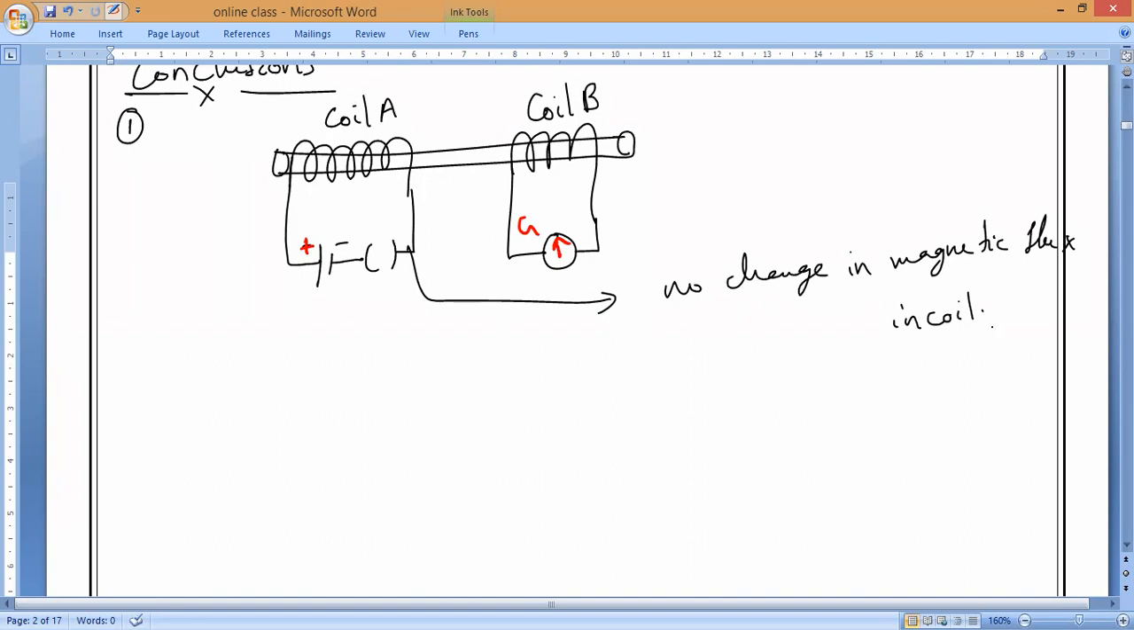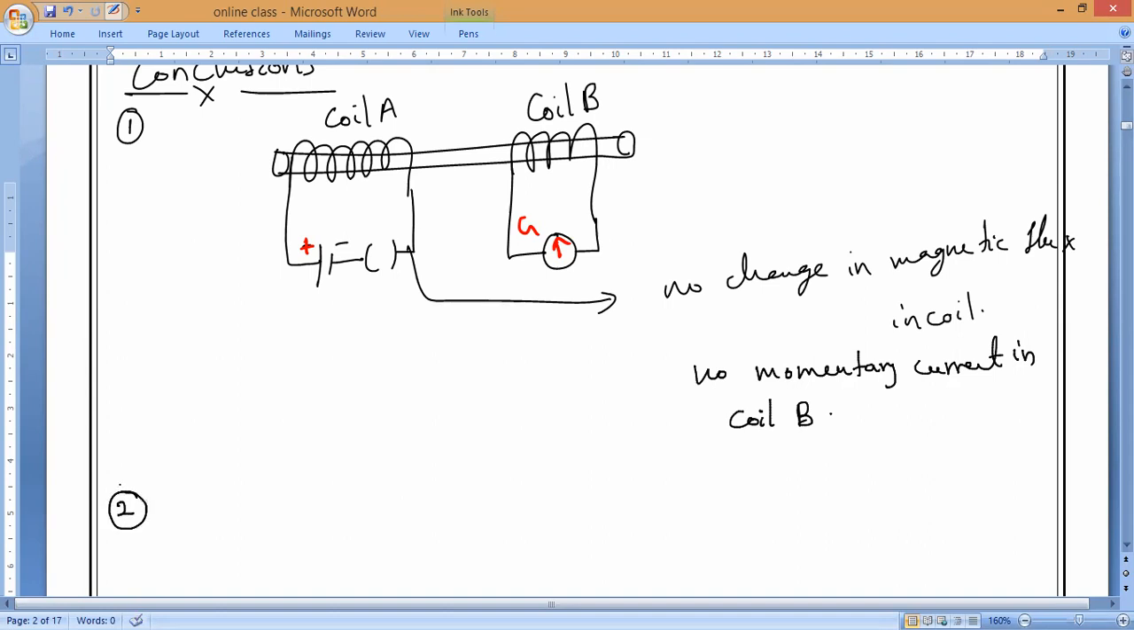No change in magnetic flux in coil A when no current is passing. So what is happening? No current is induced. No induced current in the coil B. That is the first thing I can say. So no momentary current. No momentary current in which coil, guys? In coil B. Do you understand, everyone? So that is the first conclusion. Any doubt, anybody you can ask me.